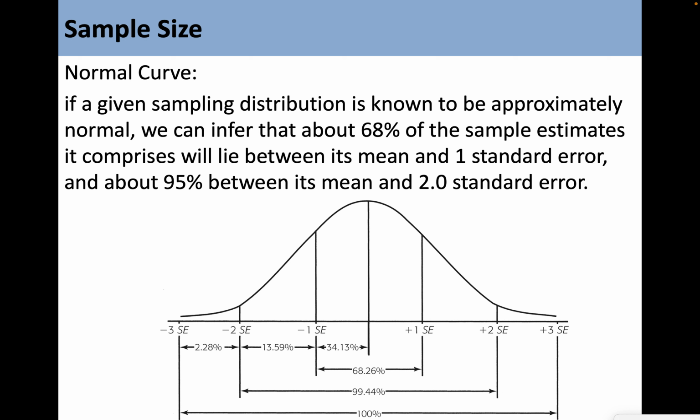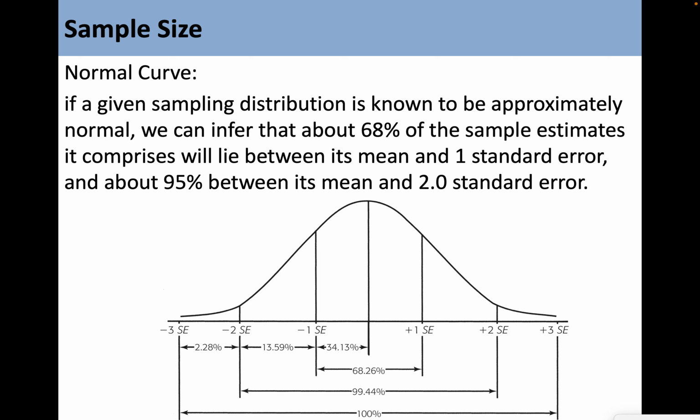A normal curve: if a given sampling distribution is known to be approximately normal, we can infer that about 68% of the sample estimates it comprises will lie between its mean and one standard deviation, and about 95% between its mean and two standard deviations. And that's what a normal curve looks like. This is what they call a bell-shaped curve. So if you ever see something like this, it's normal.